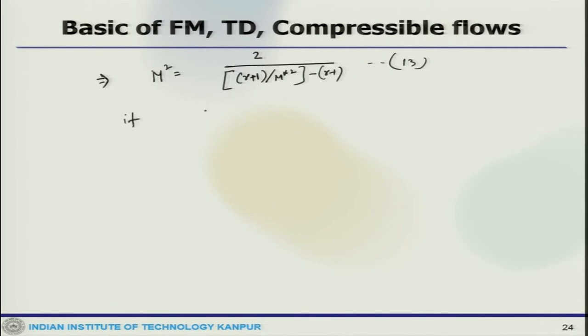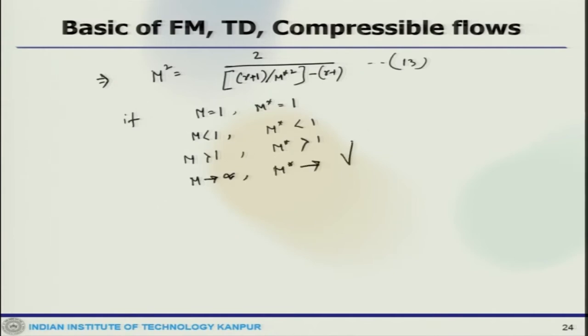Now, if M equals 1, then M star also becomes 1. If M is less than 1, which is subsonic, M star also is less than 1. If M is greater than 1, M star also becomes greater than 1. If M tends to infinity, M star tends to root of (gamma plus 1) by (gamma minus 1). So, these are the correlations that you can obtain from the M and M star relationship, and this is for 1D steady compressible flow you can derive.